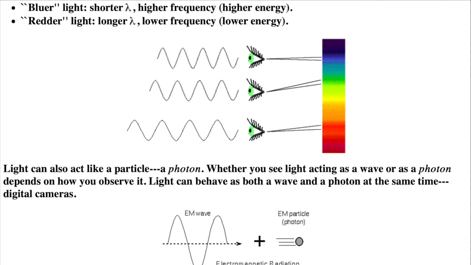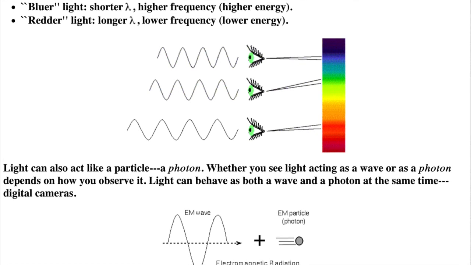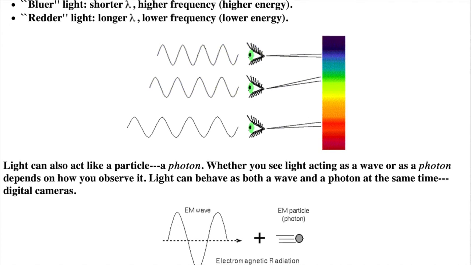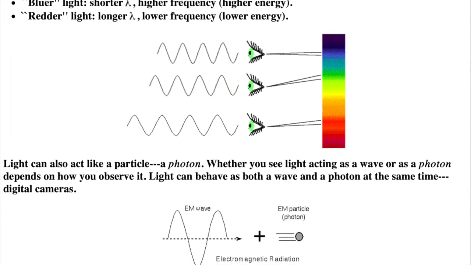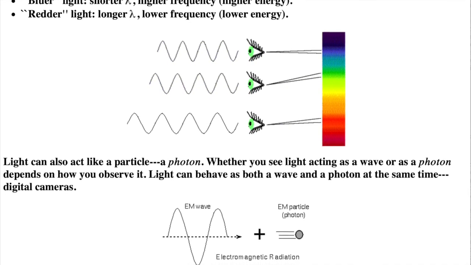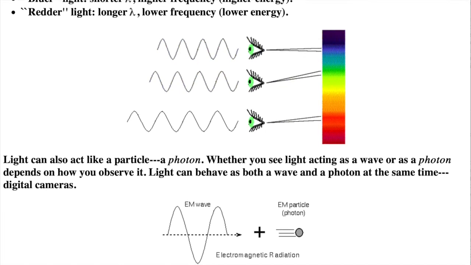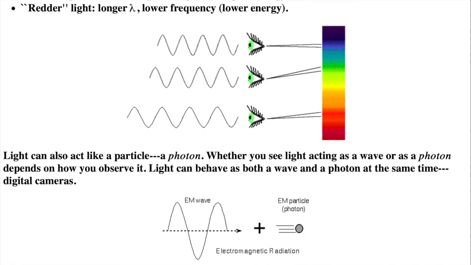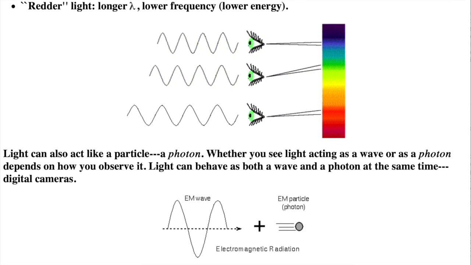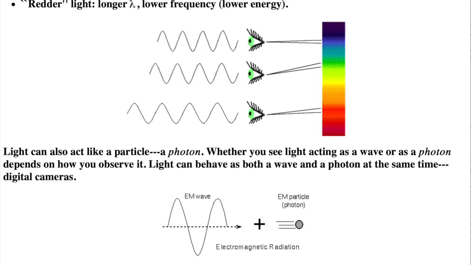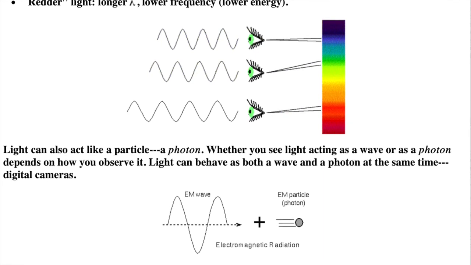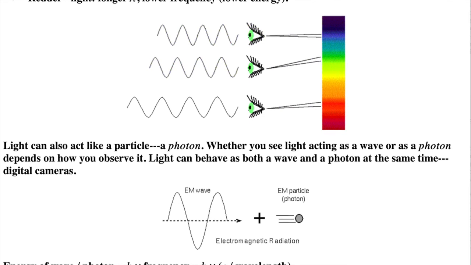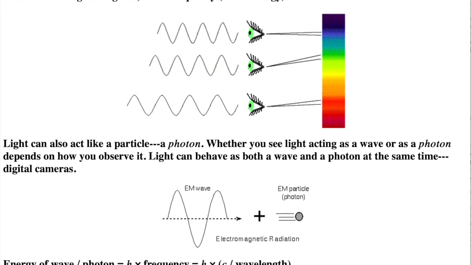The next picture describes the wavelength, frequency, and energy of the various colors. Bluer light has a shorter wavelength and higher frequency, which means higher energy, than redder light, which has a longer wavelength and lower frequency and energy. Light can also act like a particle, a photon. Whether you see light acting as a wave or as a photon depends on how you observe it. Light can behave as both a wave and a photon at the same time. Digital cameras and your phone's camera use that fact.